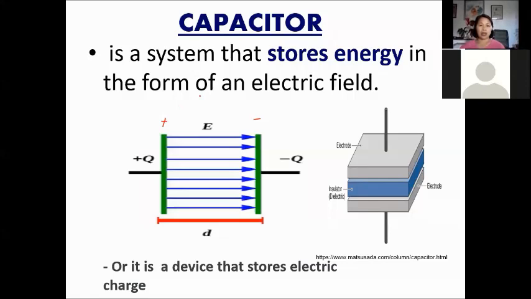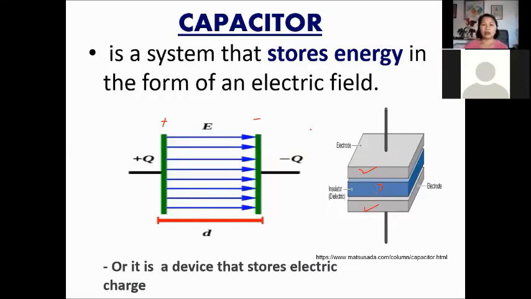So, another definition ng capacitor, to make it simpler, no? This is a device that stores electric charge. Now, sa second figure, we have electrodes, upper and lower electrode, separated by an insulator.